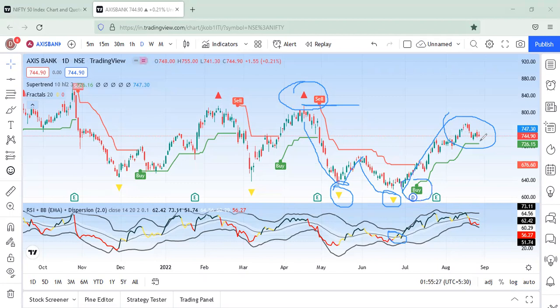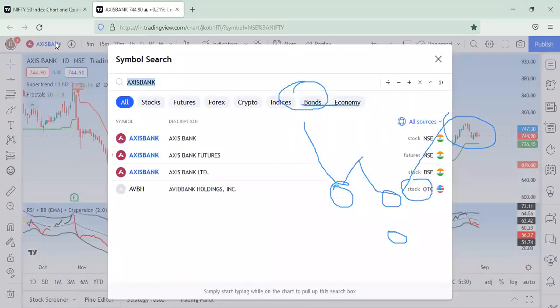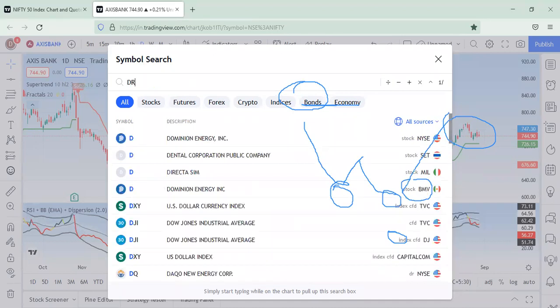Now we'll do nothing in this setup. We'll wait for the next course of action where we can miss a few points, 10 or 15 points. But unless there is a confirmation in the chart in a higher time frame, or there is a better entry position in a lower time frame, we better wait for entry and exit. Now let us go to another chart, like say Dr. Reddy.